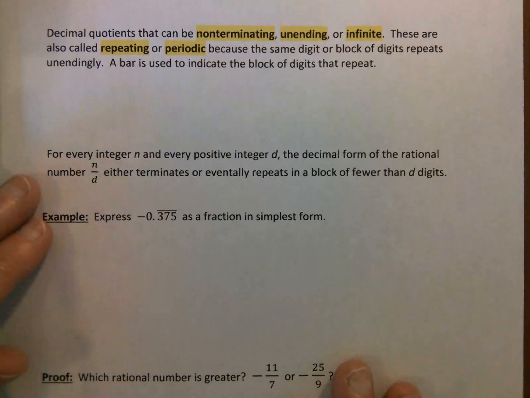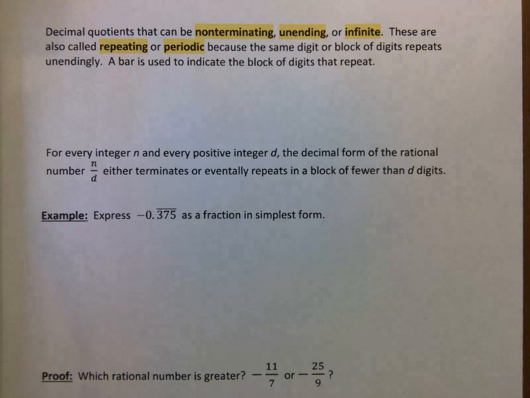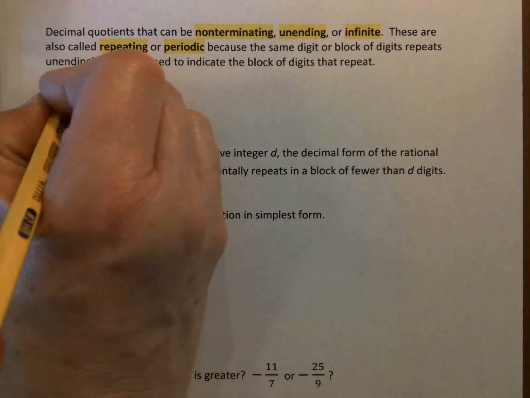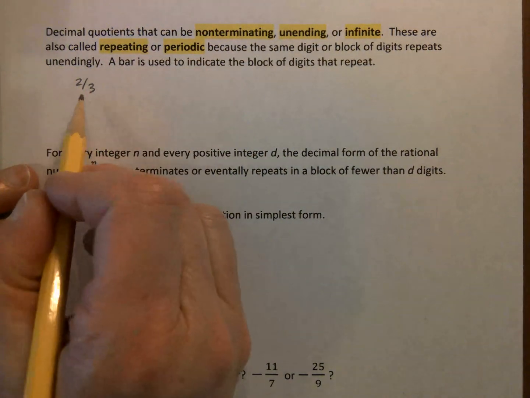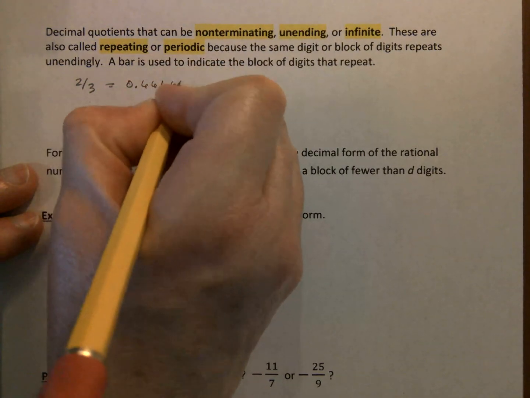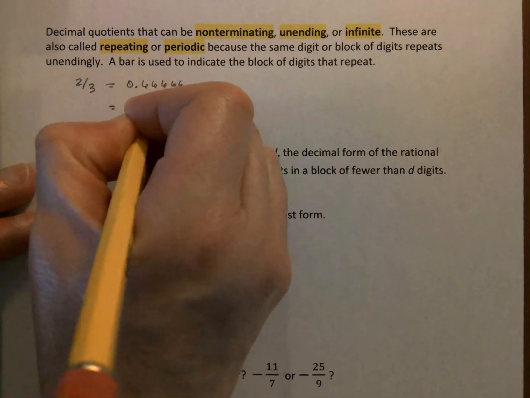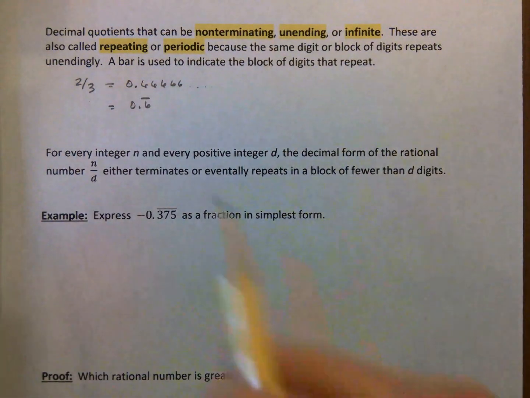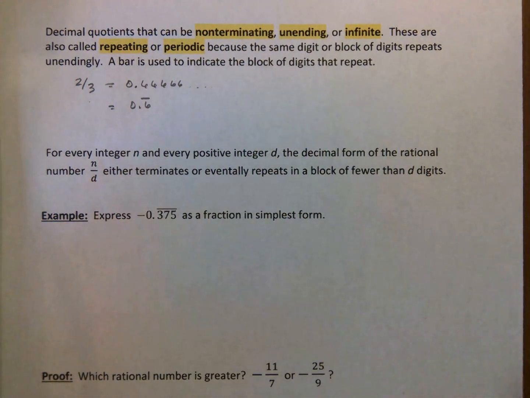Okay, then we have another type, which is decimal quotients that can be non-terminating, unending, or infinite. These are also called repeating or periodic because the same digit or block of digits repeats unendingly, and a bar is used to indicate the block of digits that repeats. So for example, if I have 2/3, which by the way is a rational number, and I divide it, it becomes 0.66666 forever and ever. And I would write that as 0.6 with just a bar over the 6, because 6 is what repeats.